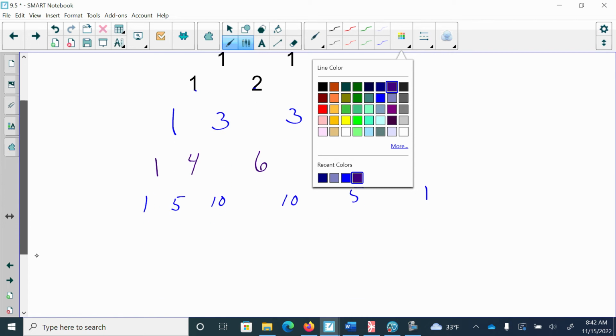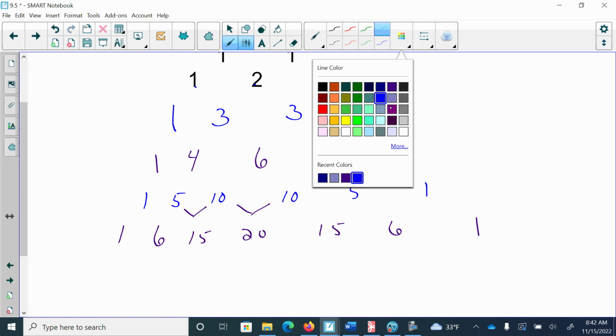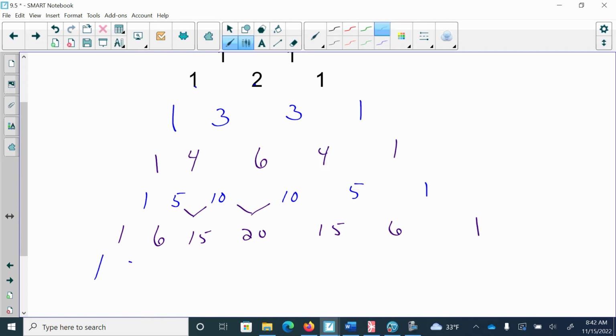So I'm going to start with 1, 6, 15, 20, 15, 6, and 1. Notice that I add the 10 plus 10 to get 20, the 5 plus 10 to get 15. Okay, one more and then we'll call it quits. So I have 1, 7, 21, 35, 35, 21, 7, and 1.